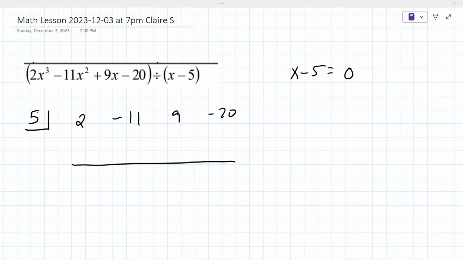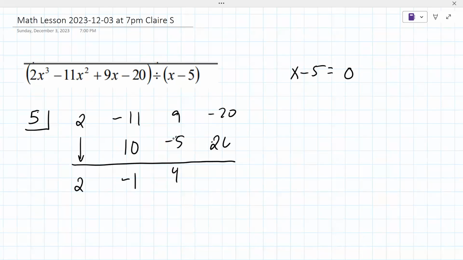Okay, so you'd bring down the 2 and then you'd multiply to get 10, and add to get 11, and then you'd have -1, good. And then you'd multiply that to get -5, and then add to get 4, and then multiply to get 20. So what is the final number, I guess?